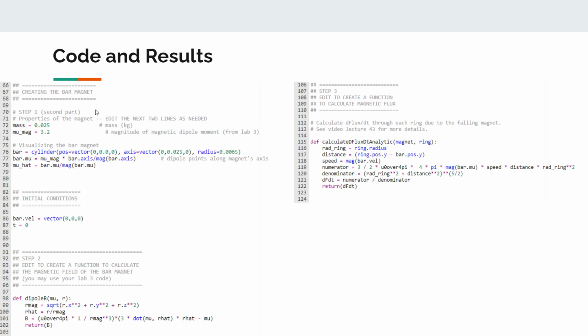For our coding, for step 1, we have our mass and the mu of the magnet, and then we have our dipole B for step 2, which is calculating the R mag and the R hat, and then putting that into the magnetic field formula. And then for step 3, we're calculating magnetic flux. As you can see here, we have the radius of the ring, the distance, the speed of the bar magnet, the numerator and denominator of the dΦ/dt, and we just divide the two to get the flux.